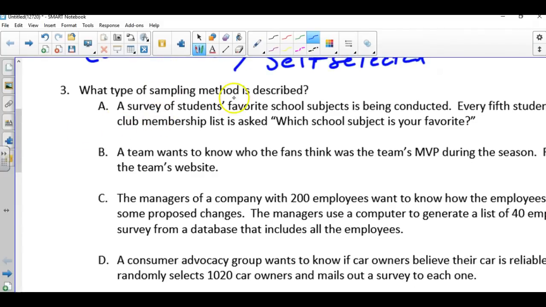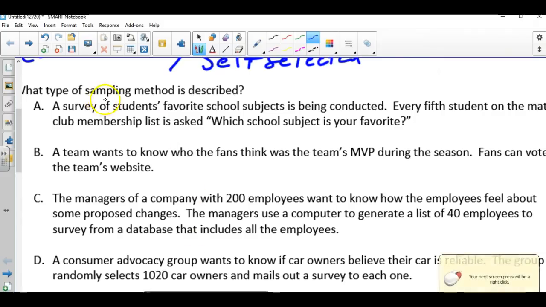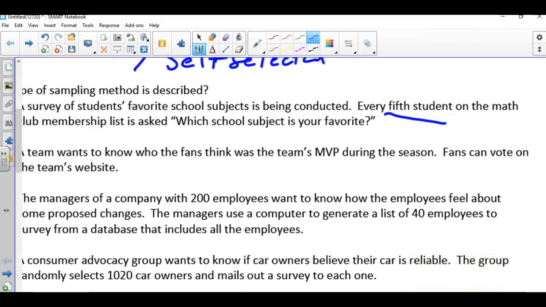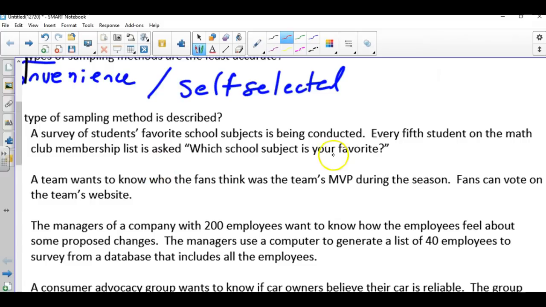What type of sampling method is described? In this first example, a survey of students' favorite school subjects is being conducted. Every 5th student in the math club membership list is asked, what school subject is your favorite? So this is going to be an example of stratified.